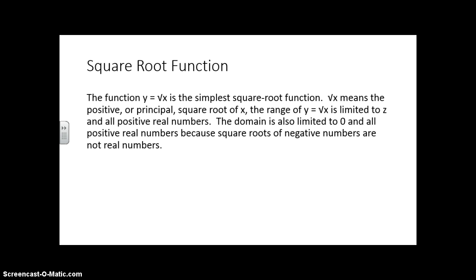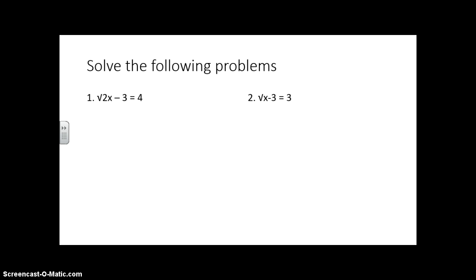The range of y equals the square root of x is limited to zero and all positive real numbers. The domain is also limited to zero and all positive real numbers because square roots of negative numbers are not real numbers. So that's just a definition in this section, working with positive values and the domain limited to zero and positive numbers along with the square roots. Let's go into some examples here in 12.2.